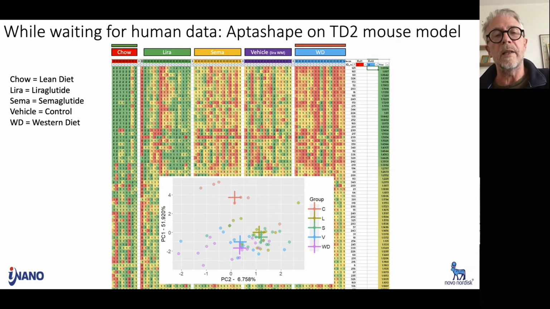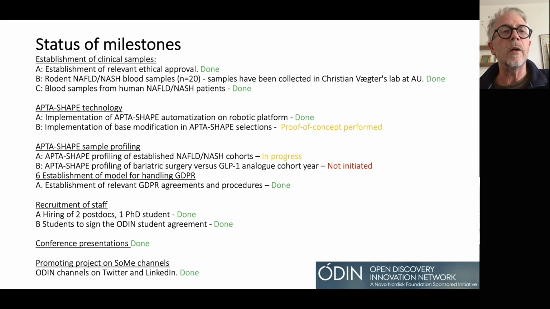And we have done this, and I'm not going to go through the data here, but this is, in fact, exactly what we are doing on the patient samples as well. So this is a little boring slide. I just want to mention that we have done all the clinical sample collections with Henning Grønbæk's group out there, and also we have got the blood from the mice from Christian Vector, and we have done most of these AbsoShape analyses.